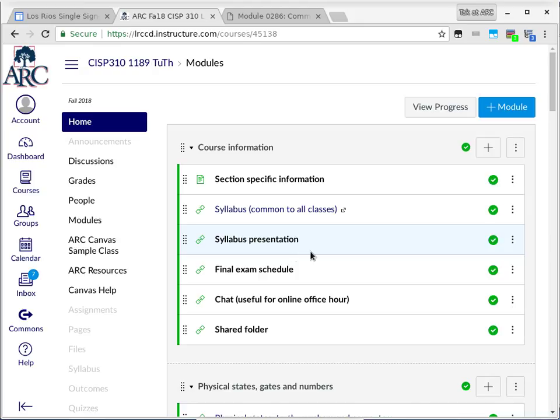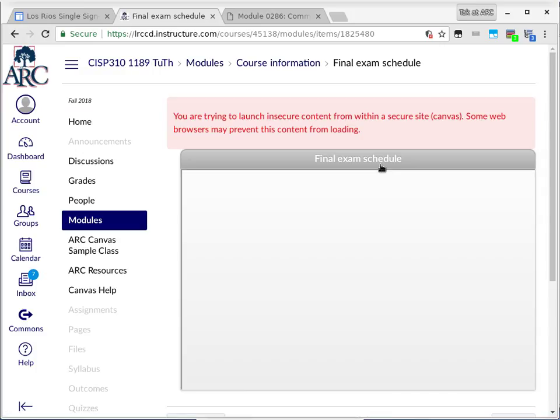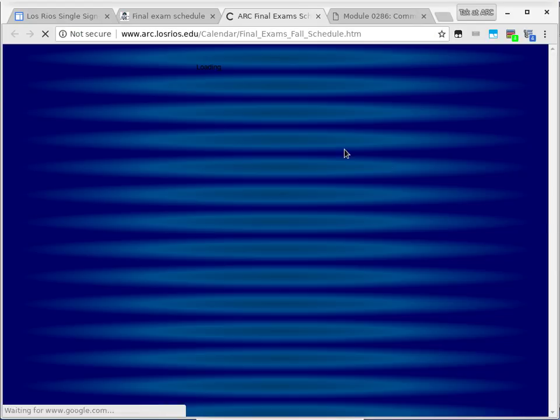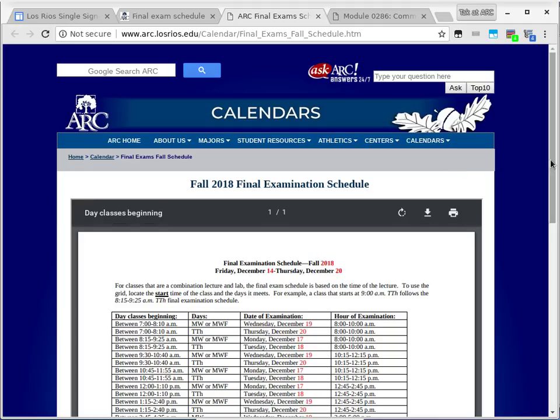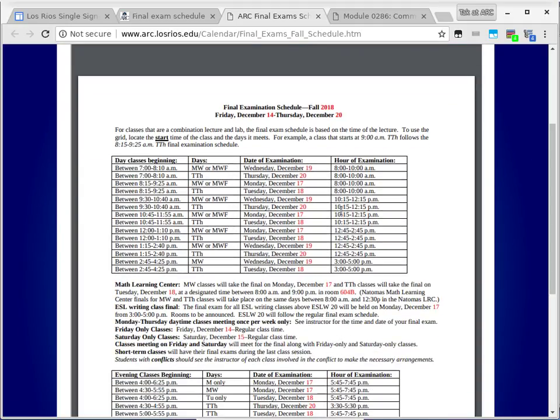All right. Final exams. I'm hoping you all know how to find out on which day, and when on that day, the final exam is going to be. Am I correct about that? Okay. So I have a link here, so it's easy to go to the final exam schedule. And all you have to do is find out, map here. Okay, so day classes beginning.